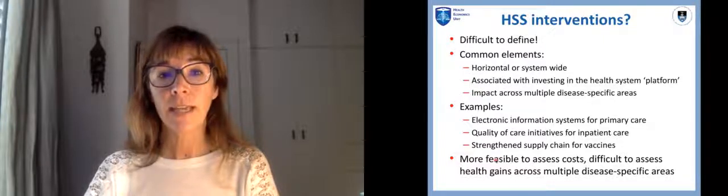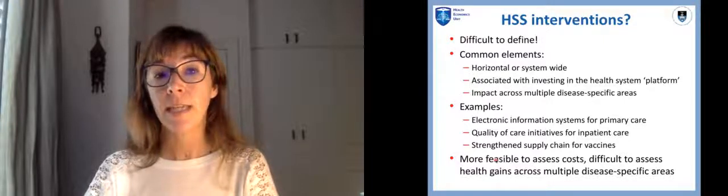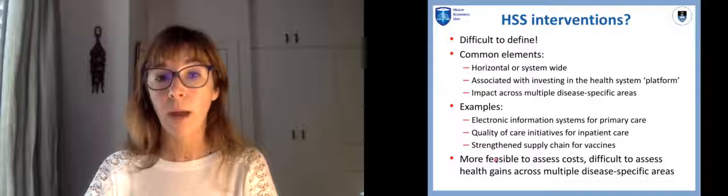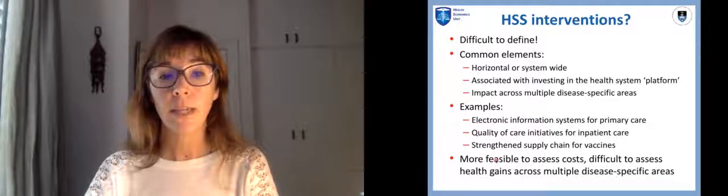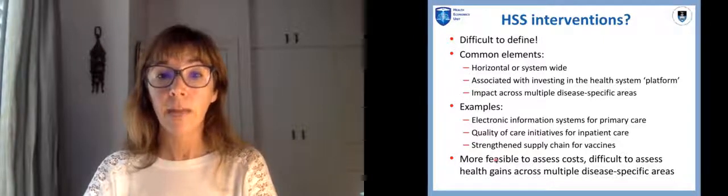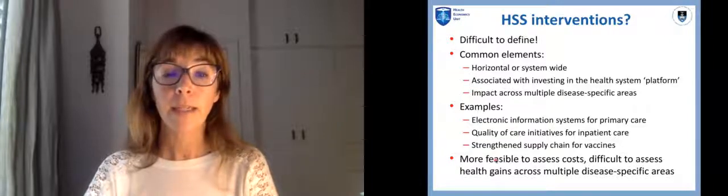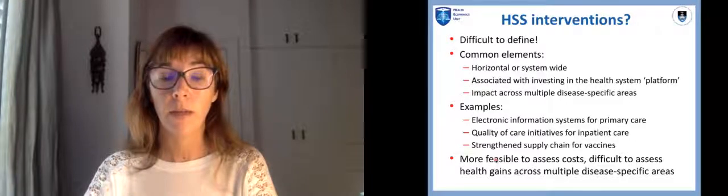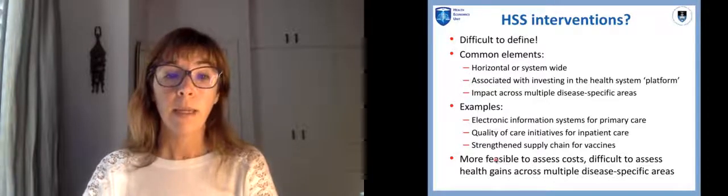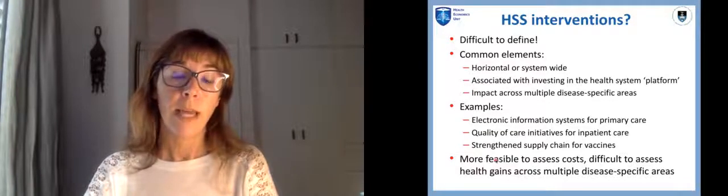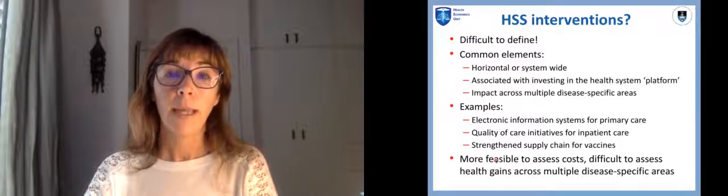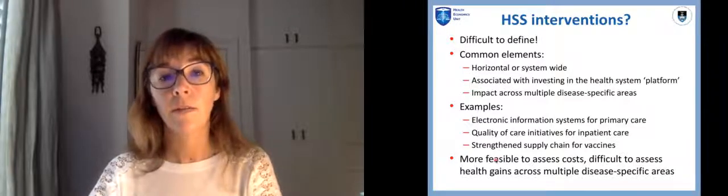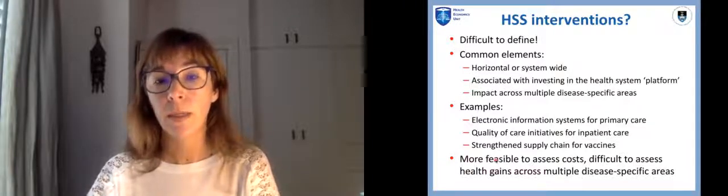The first is that health system strengthening interventions tend to be horizontal or system-wide. They tend to be associated with investing in the health system platform, and they impact across multiple disease-specific or condition-specific areas. For example, an electronic information system for primary care will provide benefits across a multitude of different kinds of conditions and patient groups.